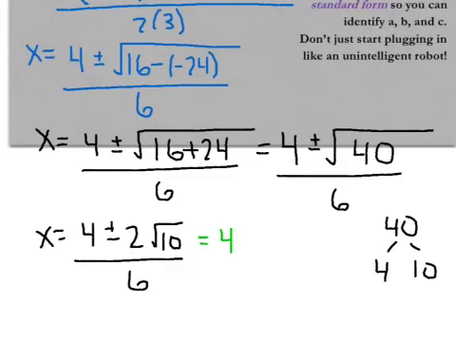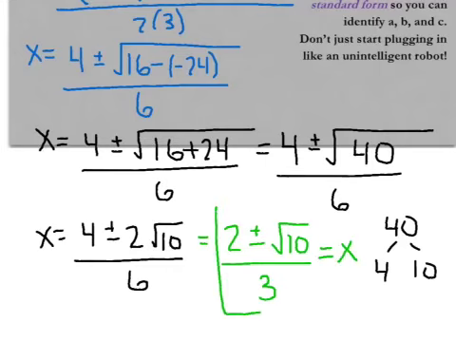Alright, so simplifying, 4, 2, and 6 all have a GCF of 2. So when I do this 4 divided by 2, I get 2, plus or minus. This 2 divided by 2, I get 1, so I'm just going to not write that. And then when I do 6 divided by 2, I get 3. So here are my answers.